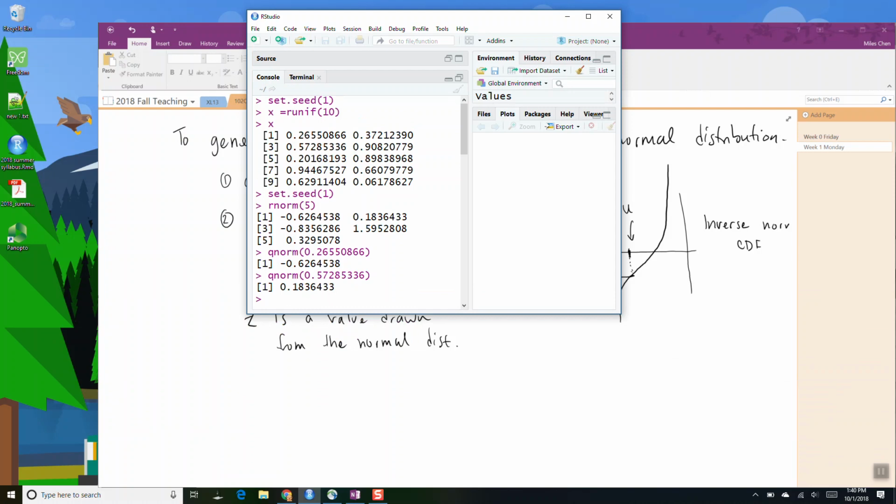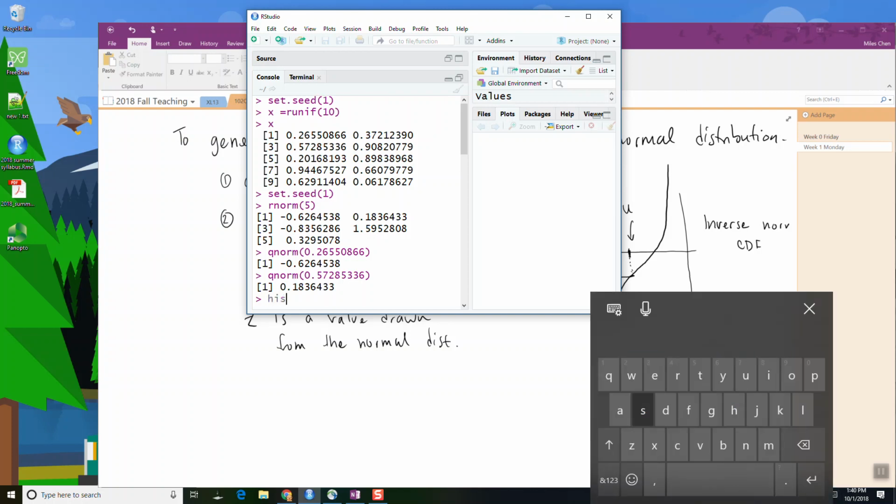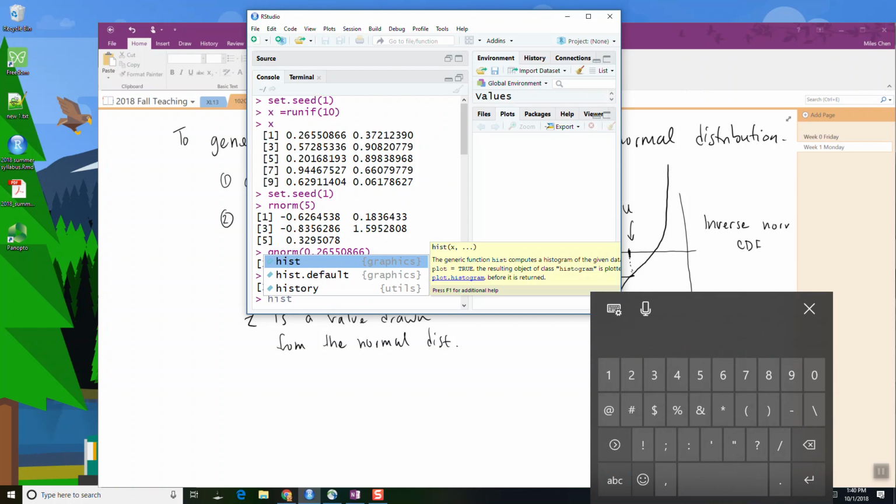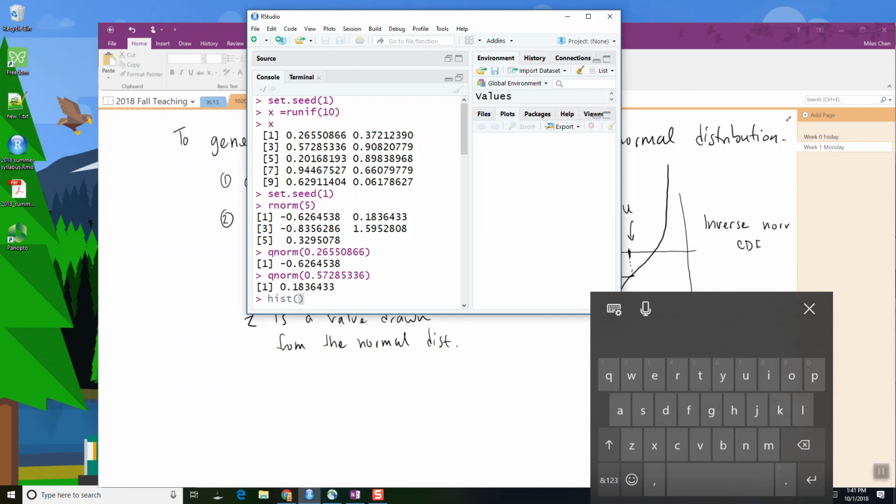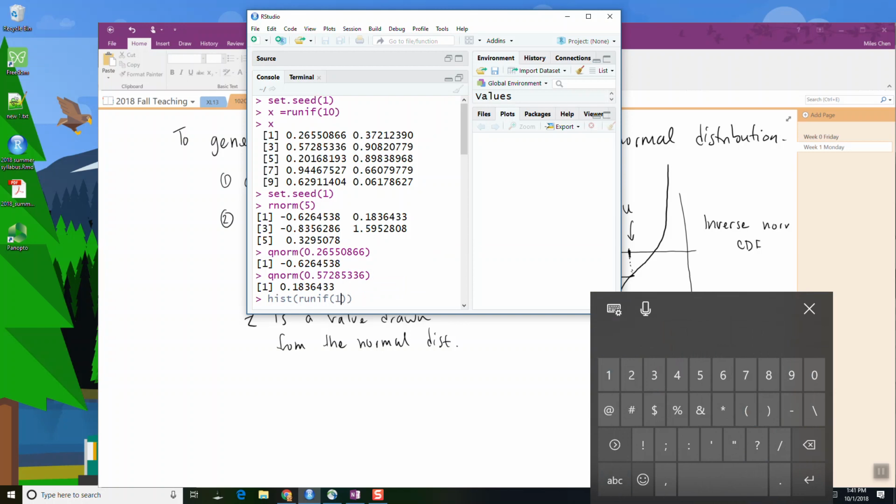And indeed, let's just make sure this is working: a histogram of runif, let's ask for a bunch of these things.